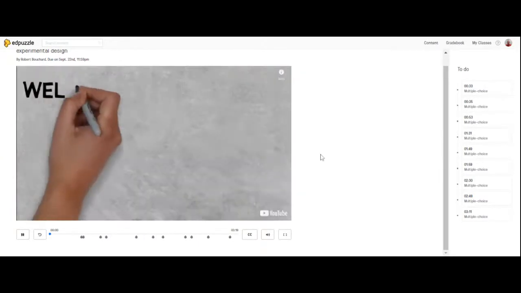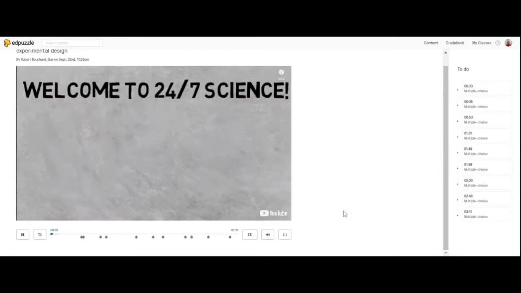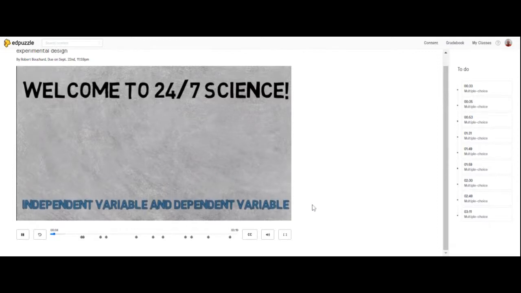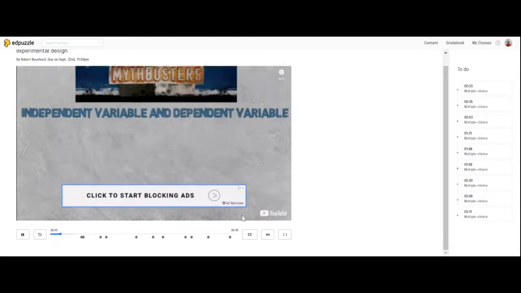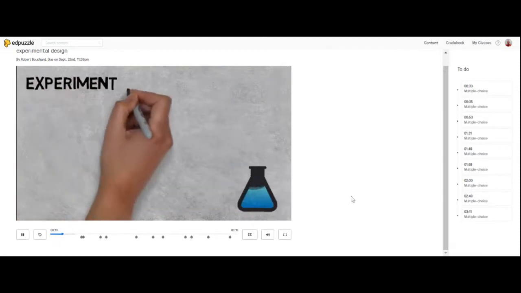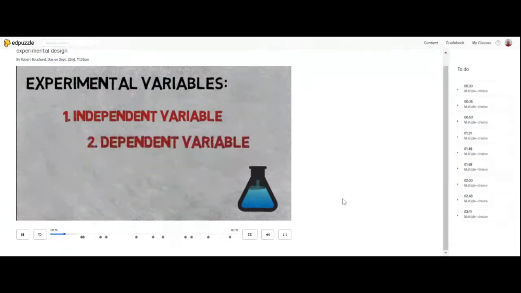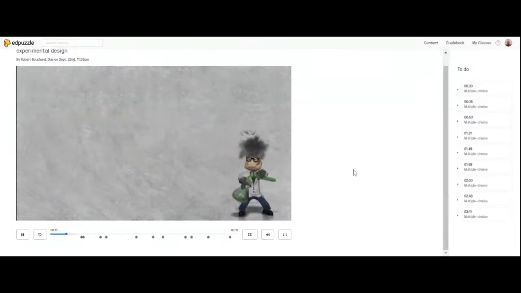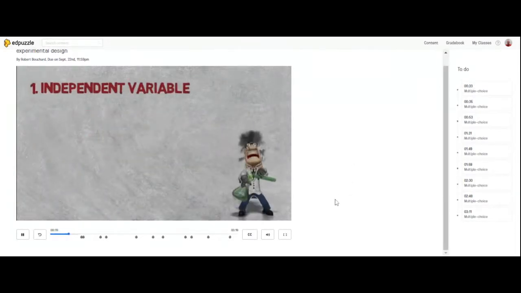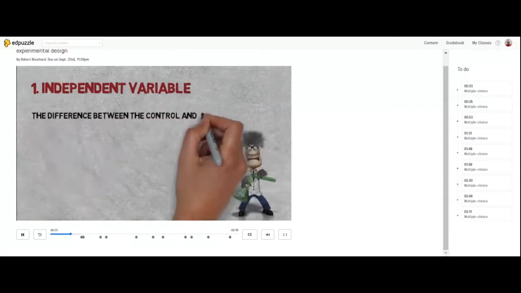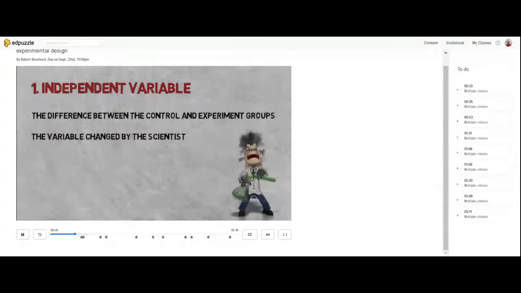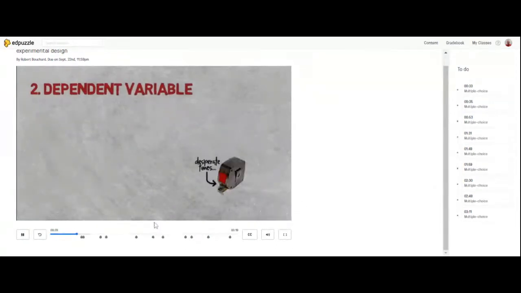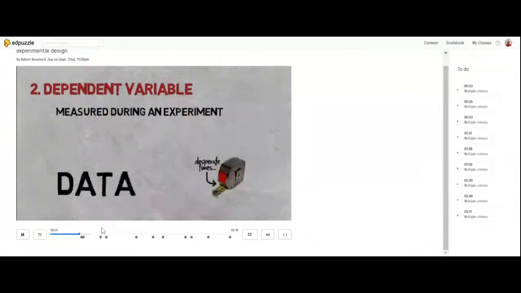Hit play. Welcome to 24/7 Science. Today we'll learn to determine the independent and dependent variable using experiments from the Mythbusters. First, let's get some terms clear. There are two main types of variables in an experiment, the independent variable and the dependent variable. The independent variable is the difference between the control and experimental groups of an experiment. The independent variable is the variable changed by the scientists to test the experiment's hypothesis. The dependent variable is the thing being measured during an experiment, also called data.